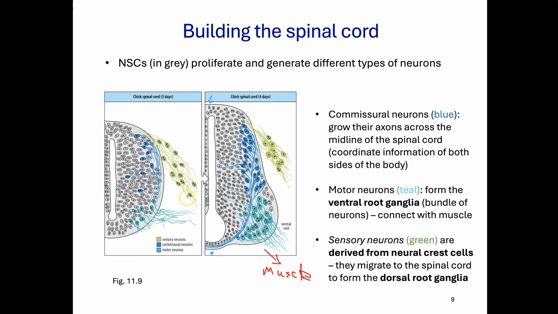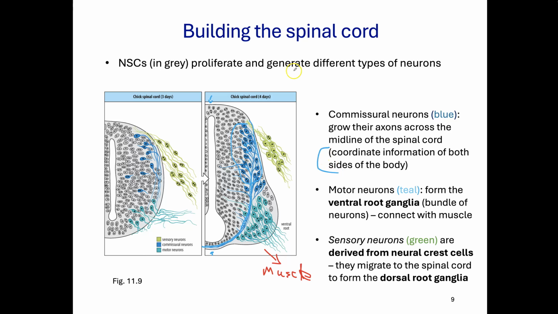On the dorsal side, a lot of the cell bodies that you see here are for commissural neurons, and they're shown here in blue. And so the cell bodies are up mostly in the dorsal, sort of lateral region. But the interesting thing about these ones is that their axons, the extensions, extend down and around across the midline, and they connect on the other side. And part of their role is to coordinate information on both sides of the body.